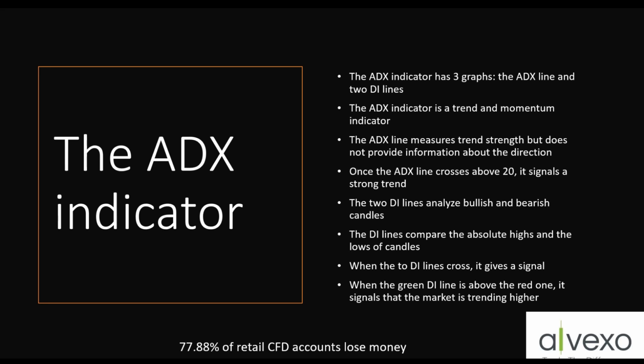So when the ADX line crosses above the 20, it signals that whichever trend, an uptrend or downtrend, is gathering strength. And the 2 DI lines analyze bullish and bearish candles. The DI lines compare the absolute high and the low of the candle. When the DI lines cross, it gives you a signal. When the green DI line is above the red one, it signals that the market is trending higher, and just the opposite when the markets are trending lower.